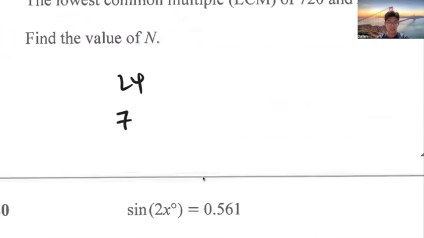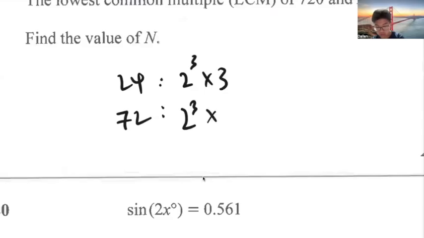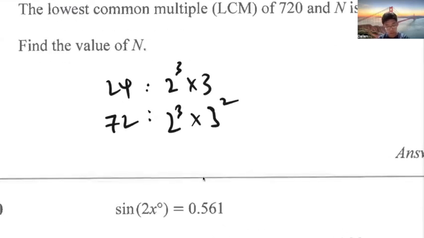24 and let's say 72. Right? So this is 2 cubed times 3, and this is 3 squared times 2 cubed. So 8 times 9, right? Okay, so how do we see the HCF is taking the lowest power?